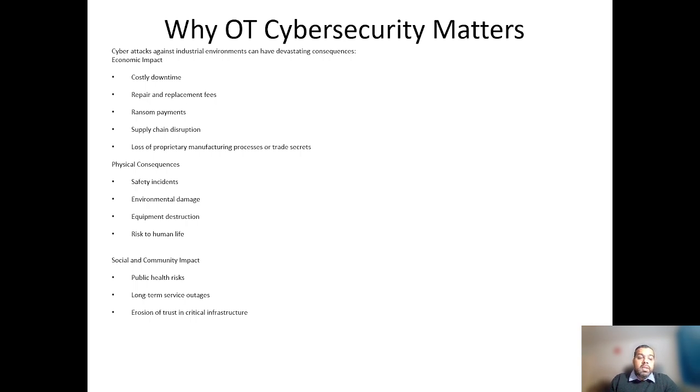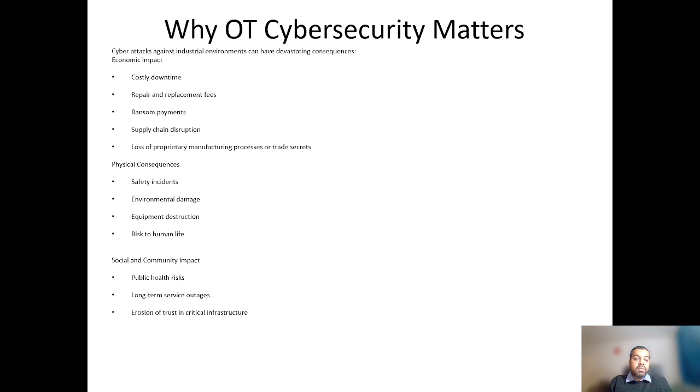Why does OT cybersecurity matter? Cyber attacks against industrial environments can have devastating consequences. I have categorized them into basically three major categories. The first one is the economic impact. They can lead to costly downtimes, repair and replacement fees, ransom payments, supply chain disruptions. So these are some of the economic challenges.